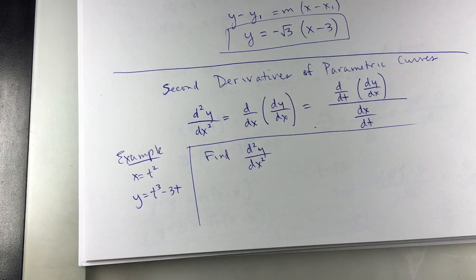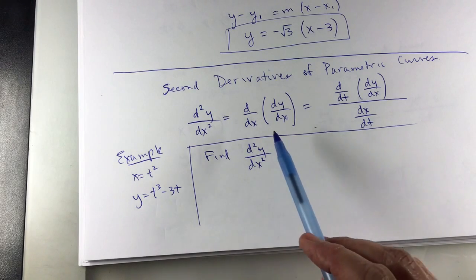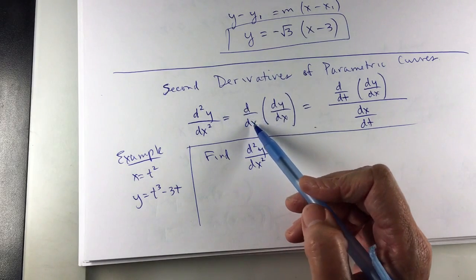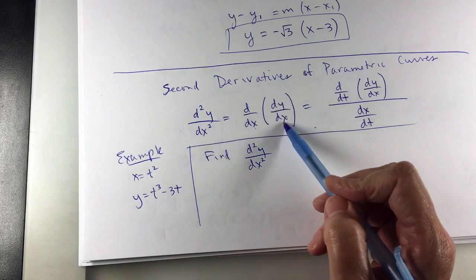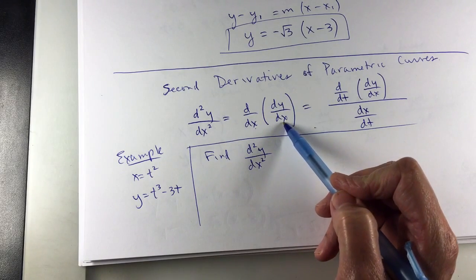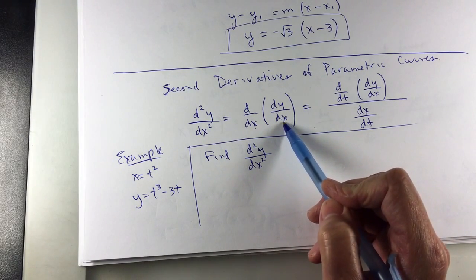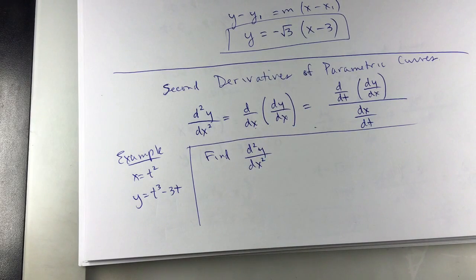So for that, yes? Oh, I'm kind of confused on what that middle part is, the dx times the first derivative. That's just saying the derivative with respect to x of the first derivative is the second derivative. Okay, thank you for asking.